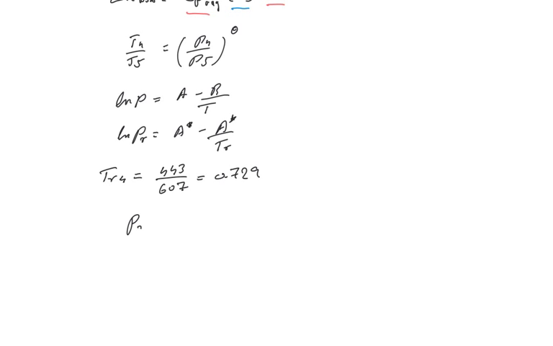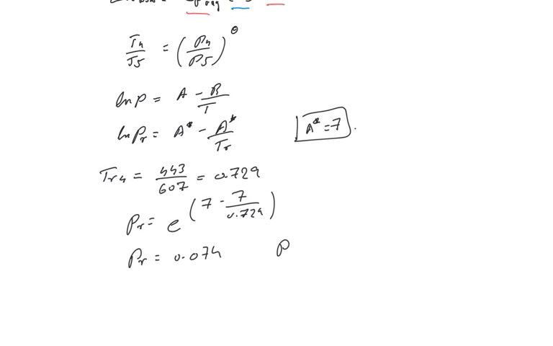To calculate PR, I write e raised to the power, as you know, A star is 7. So it is 7 minus 7 divided by 0.729, which comes out to be P reduced equal to 0.074. And to calculate P, we multiply P critical by P reduced, which gives P4. So I get 220 bar multiplied by 0.074, P4 comes out to be 16.3 bar.